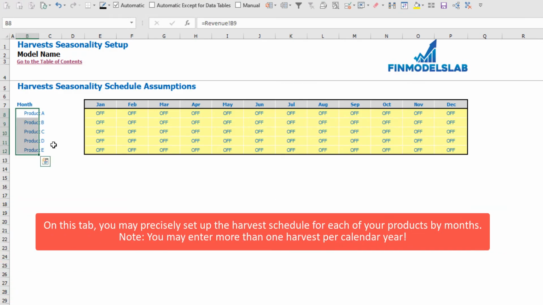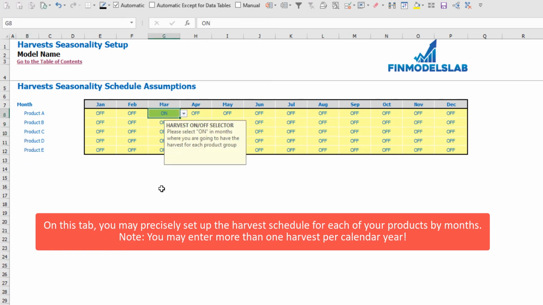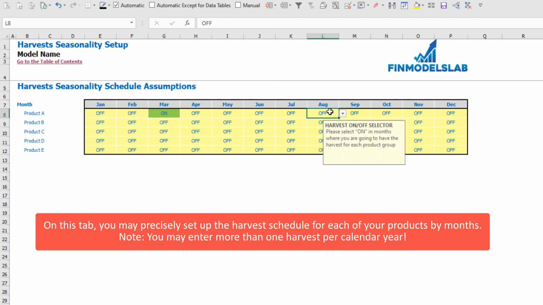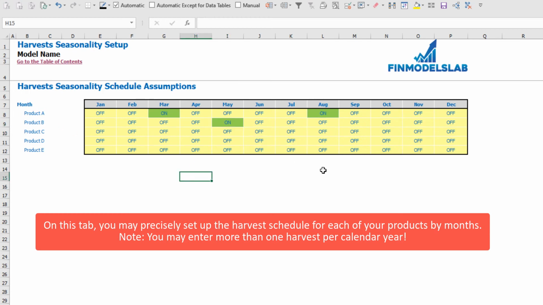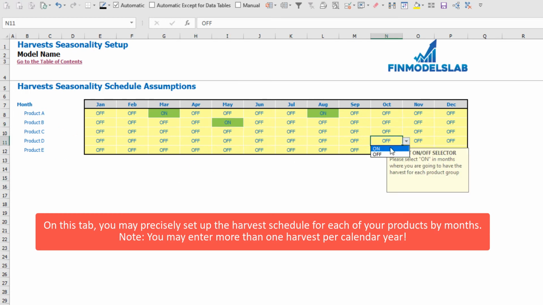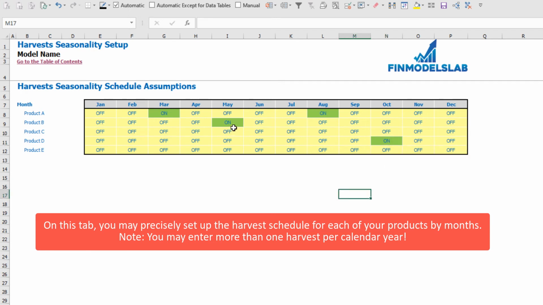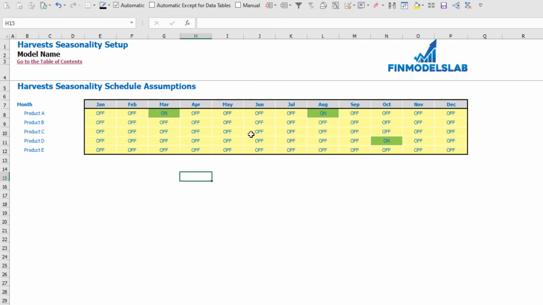So the next step is to set up the count of harvests on the seasonality tab. So you have 5 products and you have the months' allocation starting from January to December, and you can just select on. This means you'll have the first harvest in March, then you can select on for August. This means the second harvest will happen in August, and the same for each product. So you can select just 1 harvest, for example in May for product B, and that works for everything. If you just need to turn off, just select off, and you turn off the harvest in May. That's how that works.